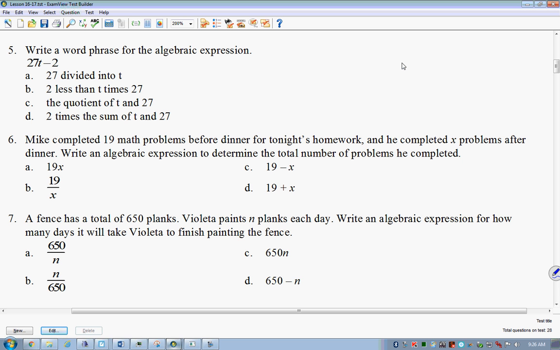Okay, it's not 27 divided by t. We could write that, so it might even help, to see what some of these would look like. If I was going to write 27 divided by t, is this correct? Okay. What about 3? The quotient of t and 27. How would that be different? T over 27, right? Oh, not 22, but 27.